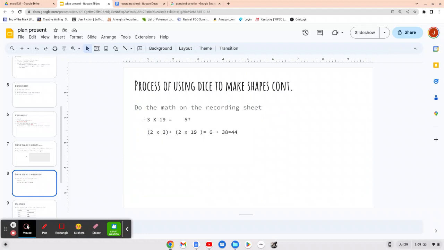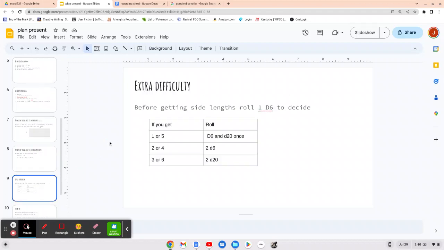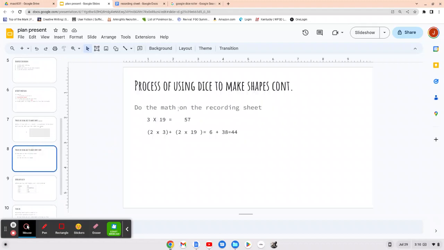Do the math on the recording sheet. 3 times 19 is 57. 2 times 3 plus 2 times 19 is 6 plus 38, which is 44. And rinse, repeat.